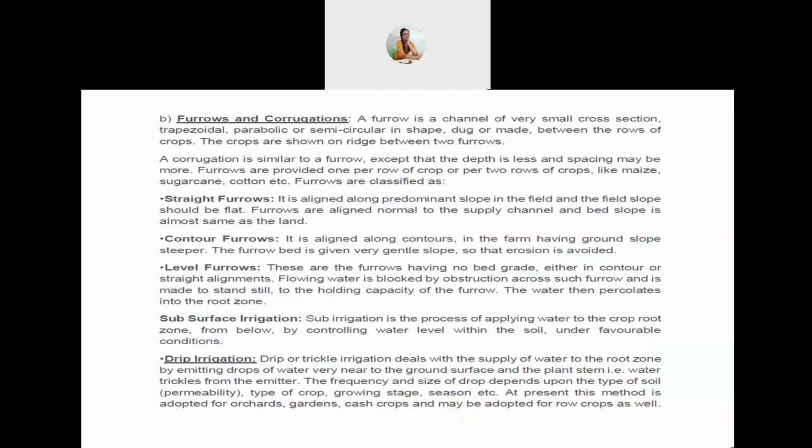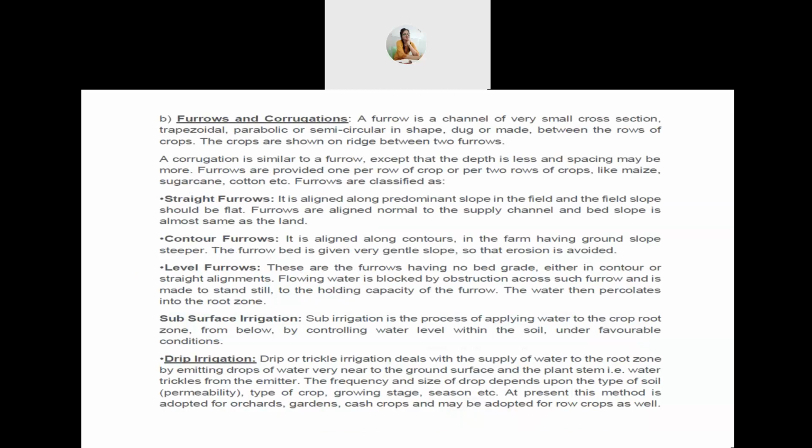Furrows and corrugations. A furrow is a channel of very small cross-section, trapezoidal, parabolic, or semicircular in shape, dug or made between the rows of crops. The crops are sown on the ridge between two furrows. A corrugation is similar to a furrow, except that the depth is less and spacing may be more. Furrows are provided one per row of crop or per two rows of crops like maize, sugarcane, cotton, etc.